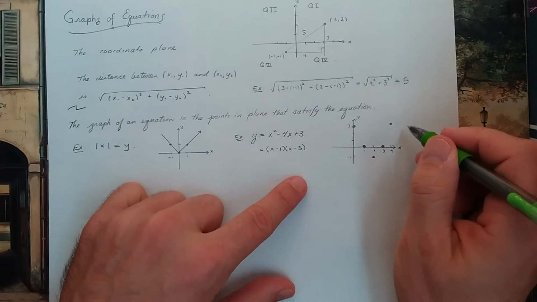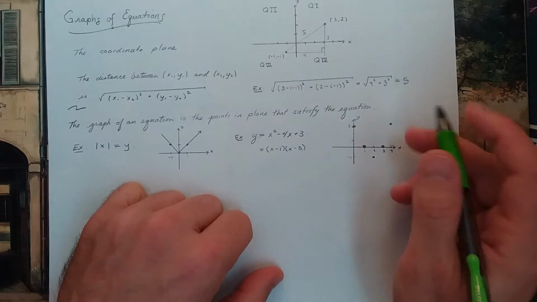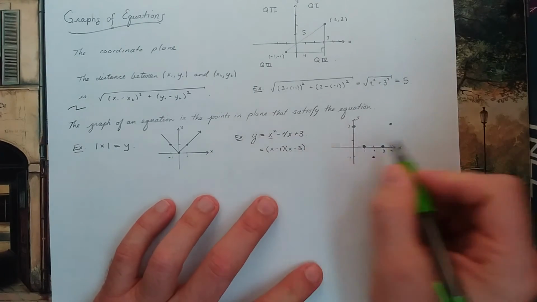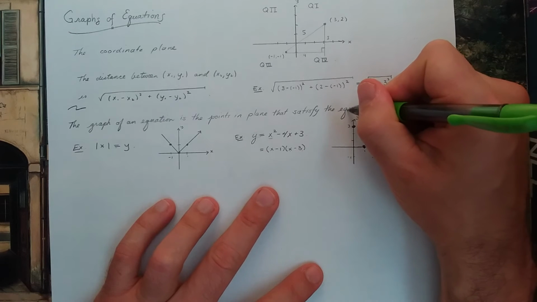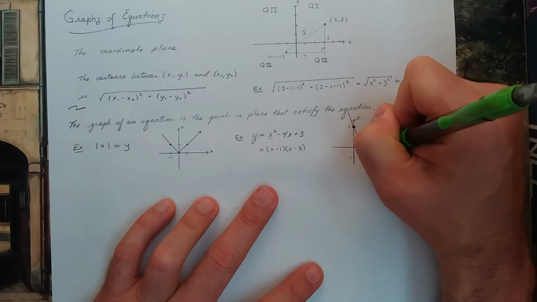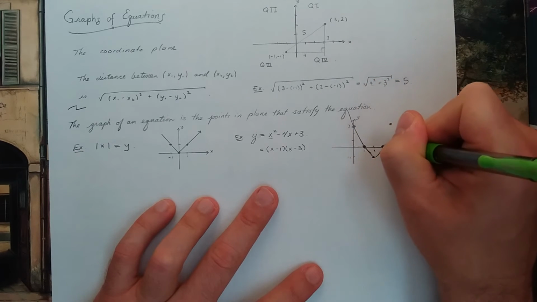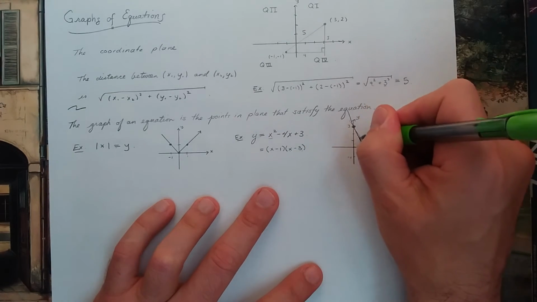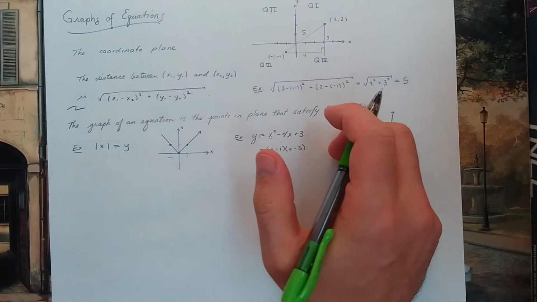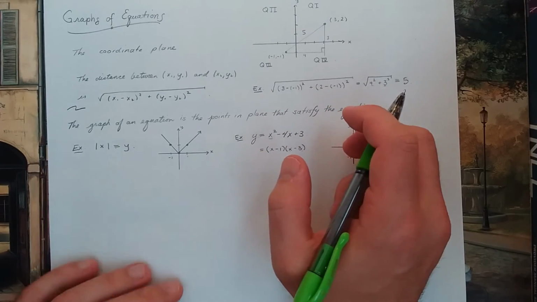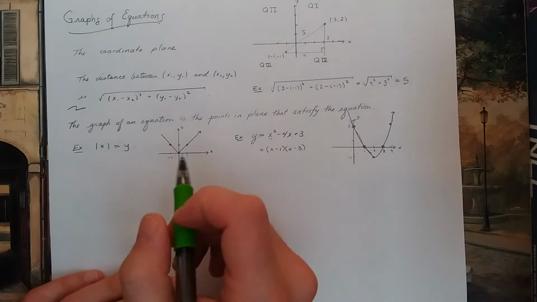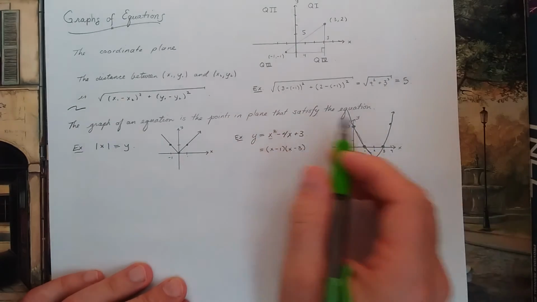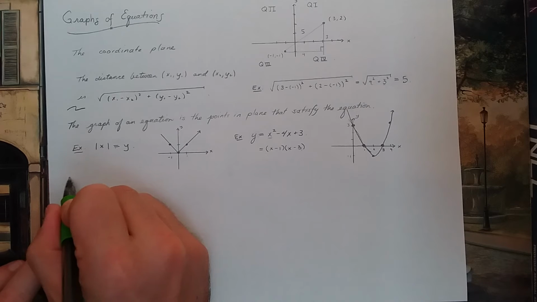You could plug in a lot more points, or you can remember from your mathematical background the basic shape of a quadratic, a parabola function, looks like this. So there's a sketch of the graph shown here. I'd like to do one more classic example. So we've seen the absolute value function, we've seen a parabola, a quadratic graph. I'd like to graph a circle.